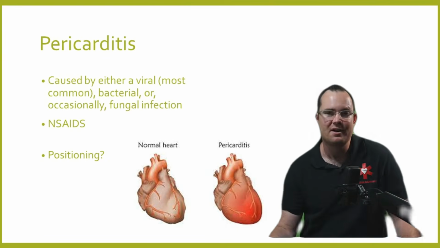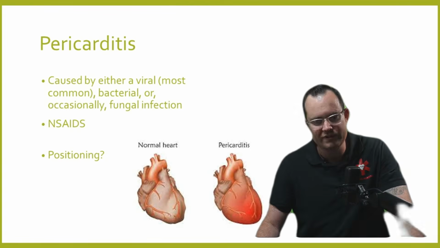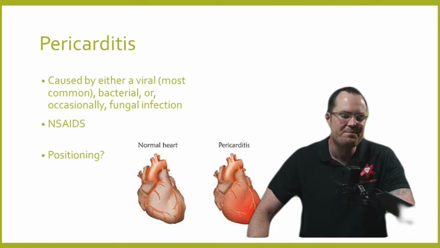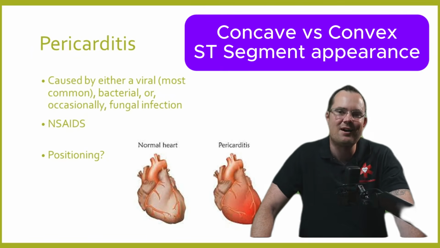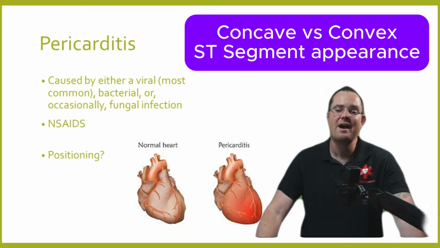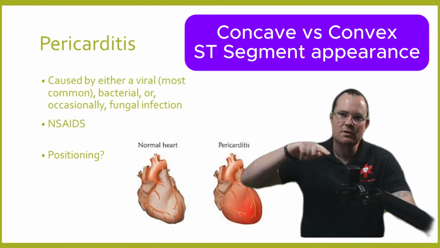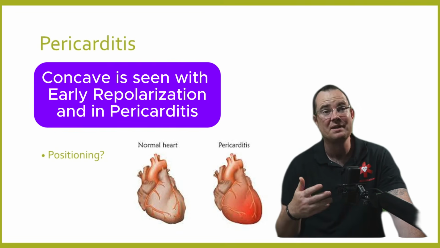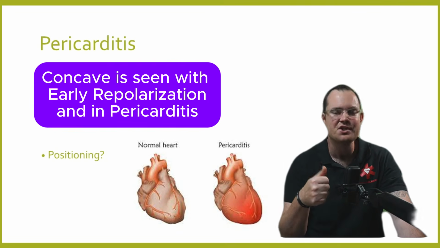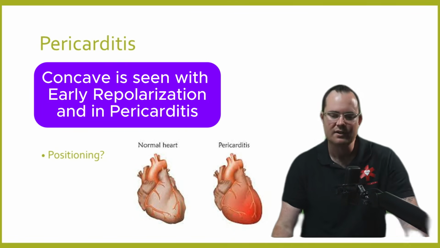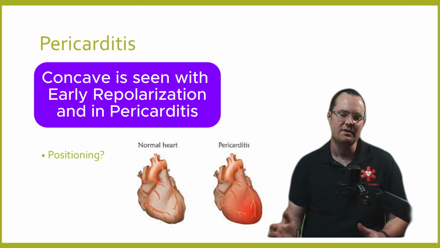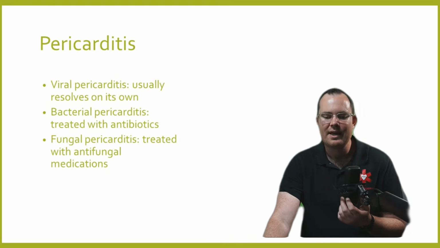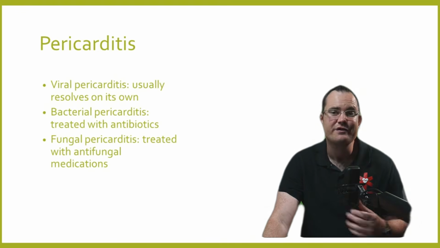Now, typically with pericarditis, how we'll know is on a 12-lead EKG, we'll have a lot of ST segment elevation. And remember, concave versus convex. If they have a concave appearance within their EKG ST segment elevations, that is typically seen in early repolarization and in pericarditis. So that is typically how it's given away. Massive ST segment elevation in multiple leads, and it's in a concave shape.